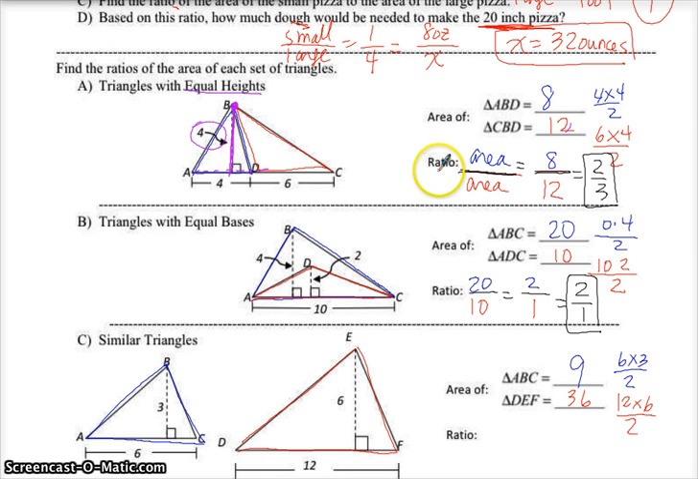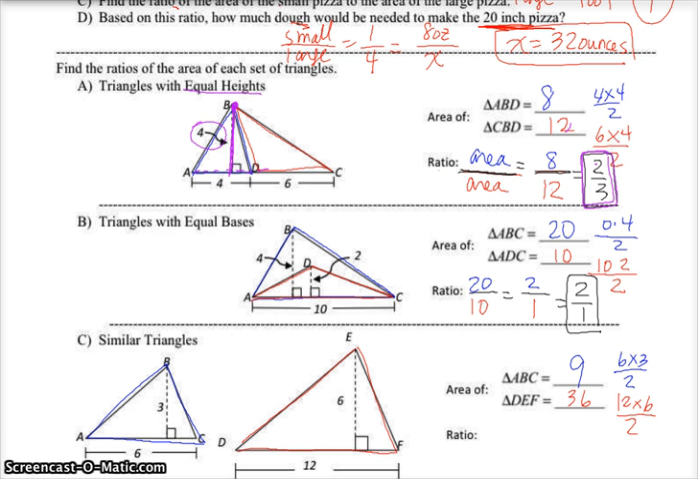Then we were supposed to calculate the ratio of ABD to CBD. So I just did color coordinated here. 8 is to 12. I divided by 4. So my final answer was 2/3. So the ratio is 2 to 3.